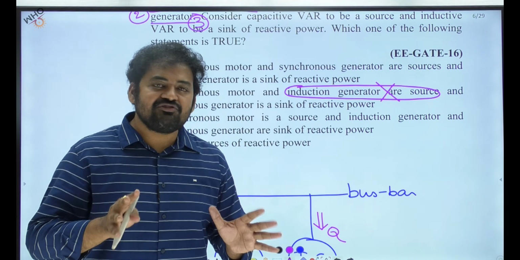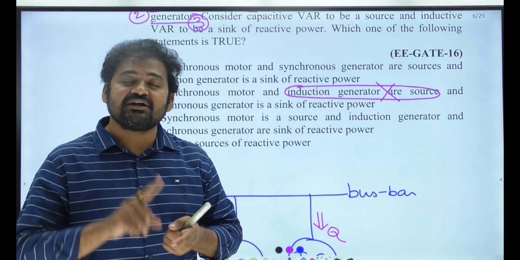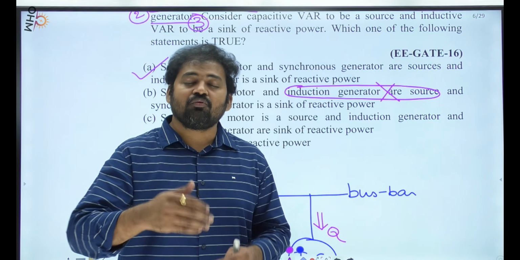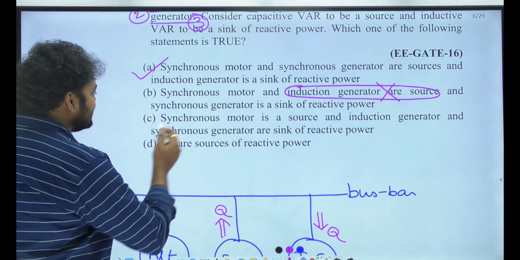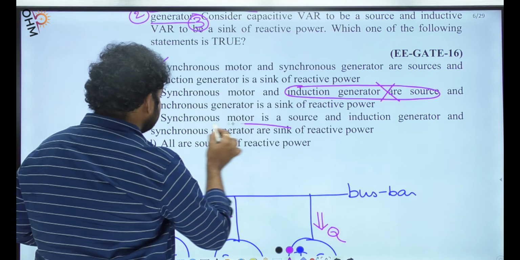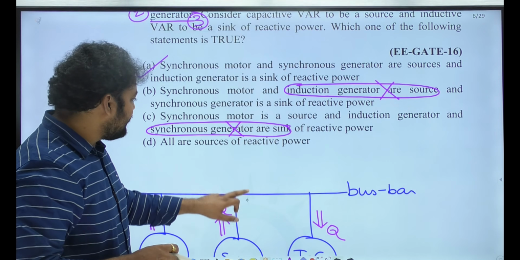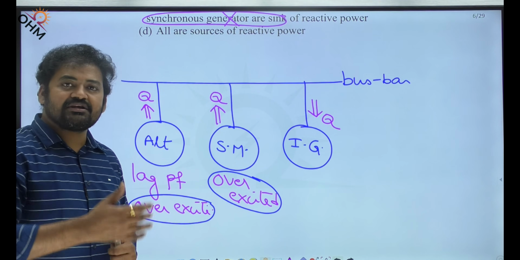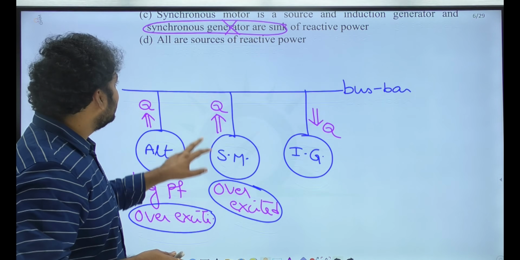See, students get confused, thinking that generator means a source. Okay, generator is a source, but that is for active power. Generator is a source for active power, but reactive power depends upon what type of machine it is and at what excitation the machine is. And if you look at the third statement, synchronous motor is a source, induction generator and synchronous generator are sinks. Synchronous generator is not a sink. Why? The synchronous generator is currently at a lagging power factor, which means it is overexcited. An overexcited synchronous generator will always generate reactive power. So the suitable answer is option A here.